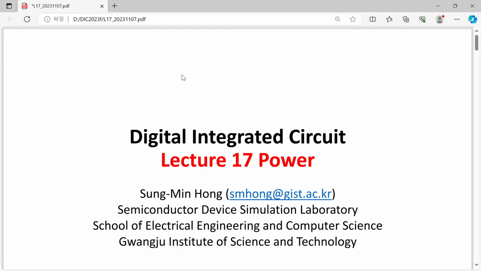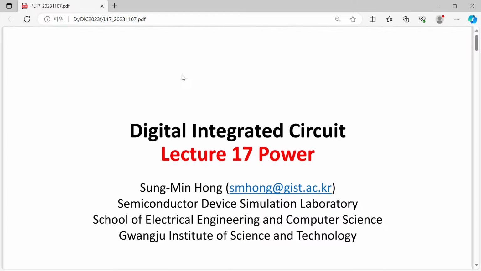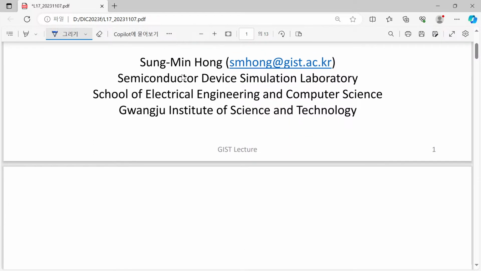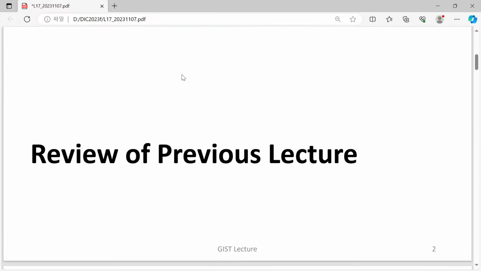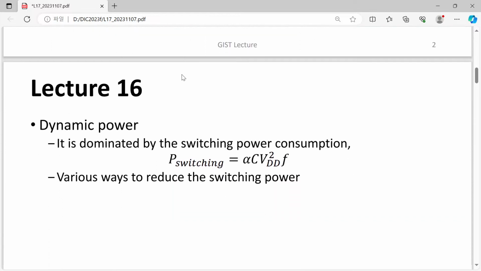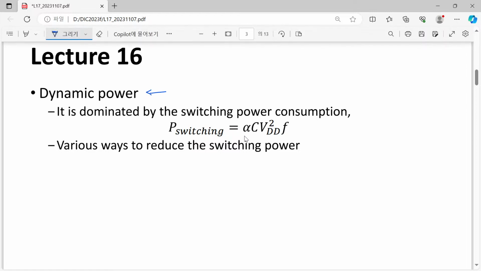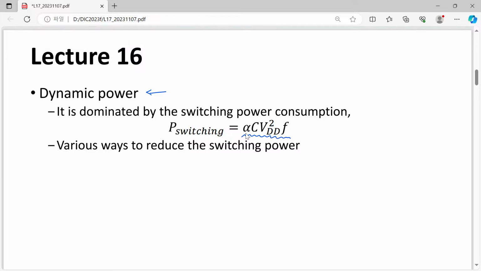Okay, this is lecture 17 and this is the last lecture for our discussion on the power. So let's go to our previous lecture. Lecture 16 was devoted to the dynamic power consumption. Dynamic power consumption was given by this seemingly quite simple form. Here we have activity factor and capacitance and square of VDD and operational frequency.